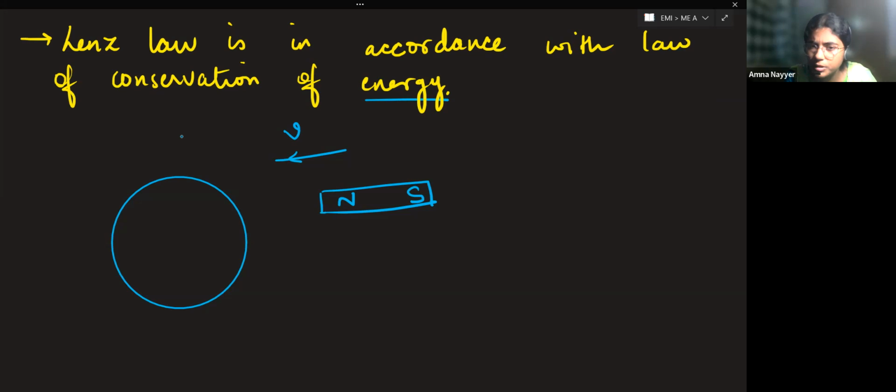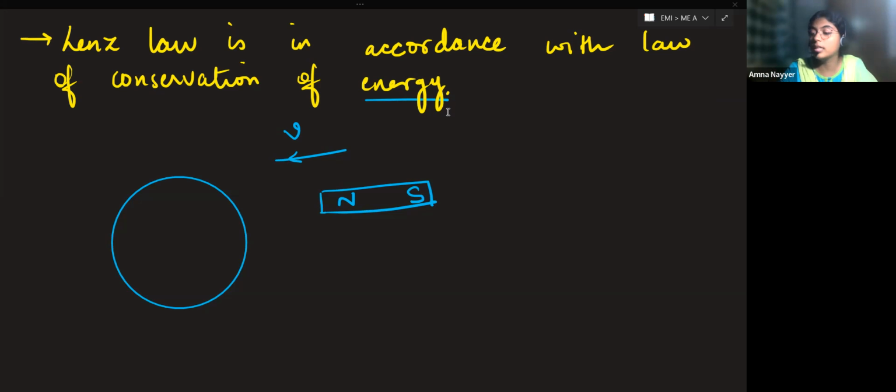Now, how can you oppose it? If the north pole is coming toward you, which polarity should be developed in the coil so that the north pole is opposed? South or north? North. Yes, Priya. It has to be north polarity because north and north will only repel each other. For example, this is the coil and this is the bar magnet that is coming. If the coil develops north polarity, the magnet will get repelled and go back.